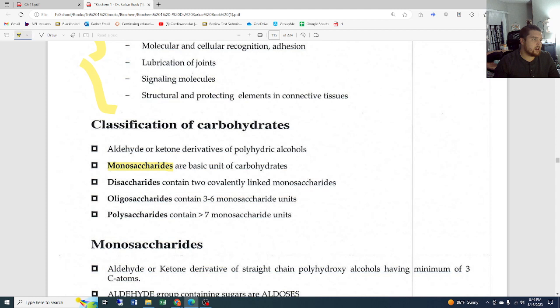Monosaccharides, the basic unit of carbohydrates. This is one single sugar. Disaccharides contain 2 covalently linked monosaccharides. Oligosaccharides contain 3 to 6 monosaccharide units. And polysaccharides, we will go with this definition that they're greater than 7 monosaccharide units. So our polysaccharides are quite large.